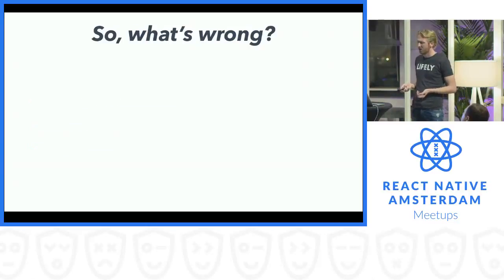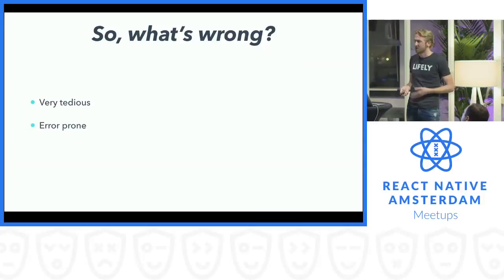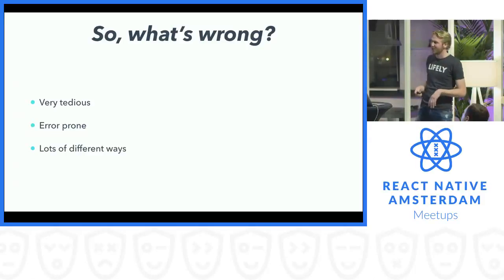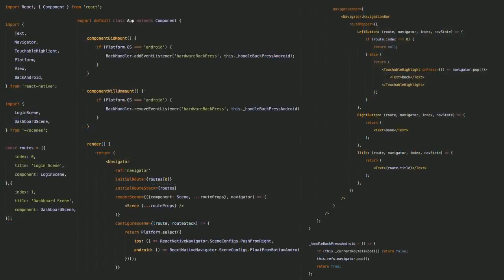And so, what's wrong with this method? Well, first thing, it's very tedious. It's very error prone because if you do this across a lot of different projects, then you will create a lot of inconsistency in your code base, and then things like bug fixing would be much more difficult, much more time consuming. There are lots of different ways to accomplish this, and just for transitioning between two scenes, you get all this code.